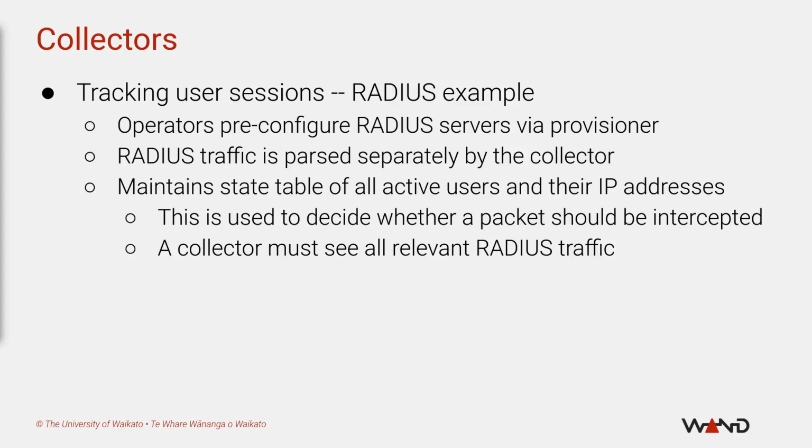The operators must pre-configure, via the provisioner, the IP address and ports being used by their Radius servers. From then on, any traffic observed by the collector matching one of the Radius servers will be redirected to a separate thread, which parses the Radius messages and uses them to maintain a table of all active users and the IP addresses that have been assigned to them. This information is used by the collectors to then determine whether any given packet belongs to a user who is an active intercept target, and therefore whether the packet should be intercepted.